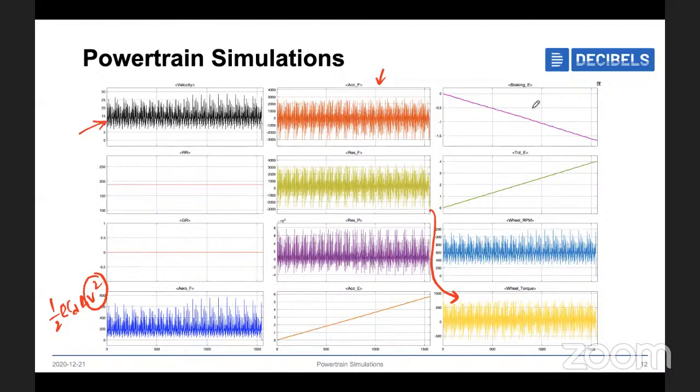Apart from that, these are the energy consumptions during the acceleration, and this is the regenerative energy available, somewhere around 1.5. These are on the vehicle side. I have divided the whole powertrain into three parts: before motor, motor, and after motor, which is nothing but the battery pack.